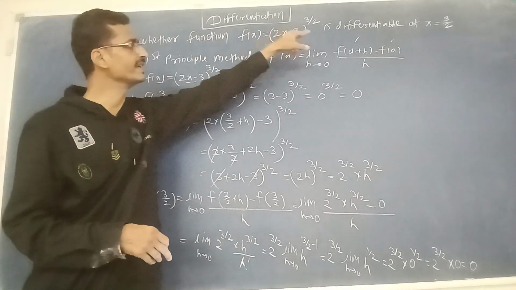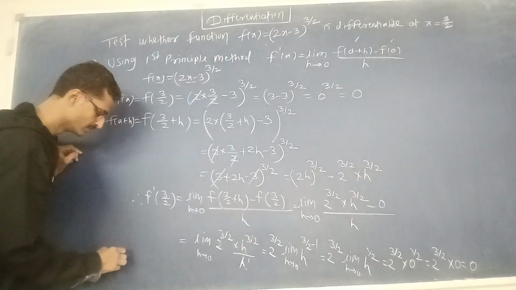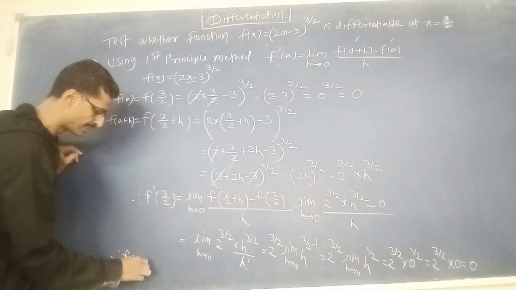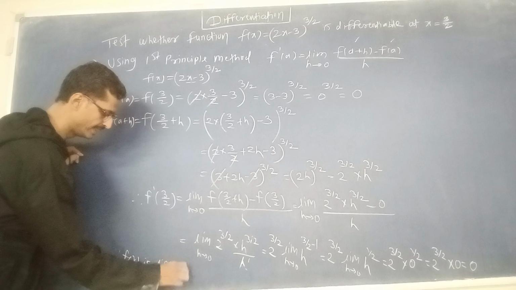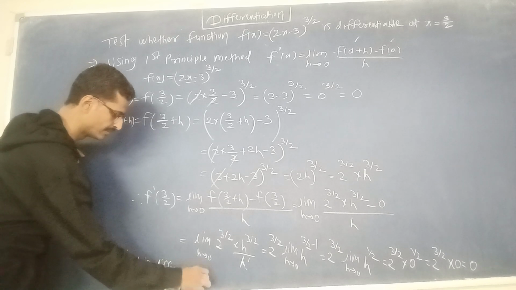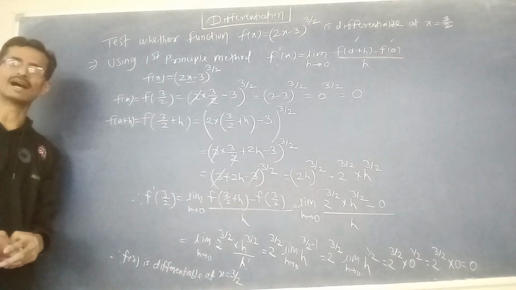Therefore function is differentiable at x is equal to 3 by 2. Therefore f(x) is differentiable at x is equal to 3 by 2.